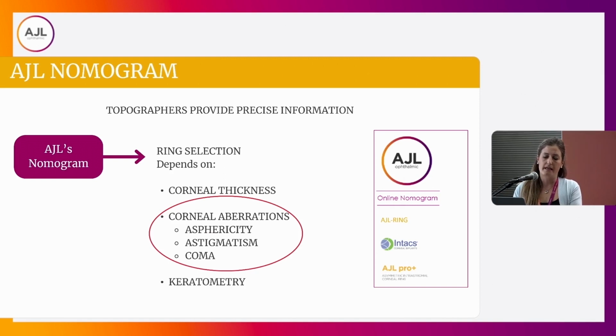Otherwise, online there is the AJL nomogram that can help with ring calculation to create the plan. As I said before, our calculations are based on corneal thickness, so the pachymetry, and the aberration. We need information about asphericity, astigmatism, and coma, and also the keratometry, so the K values.